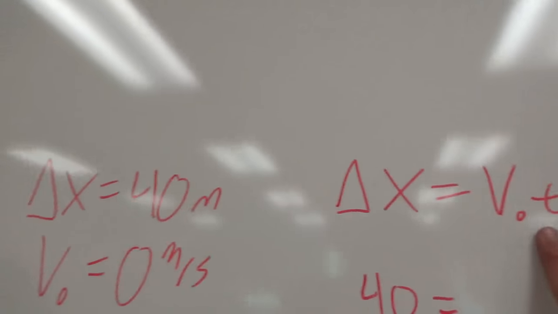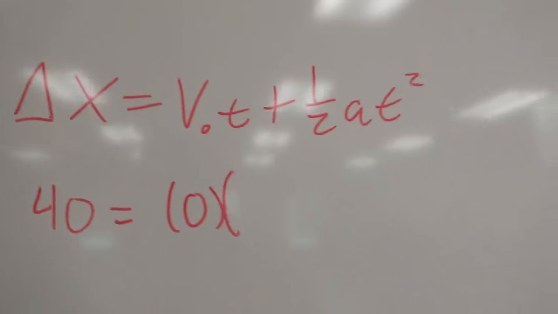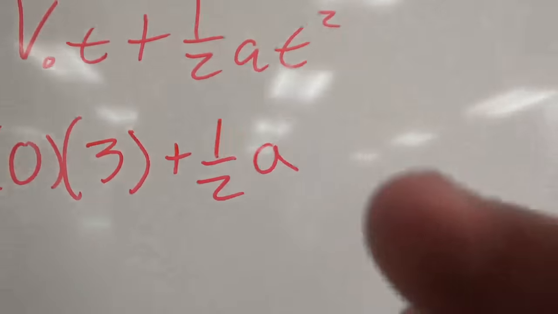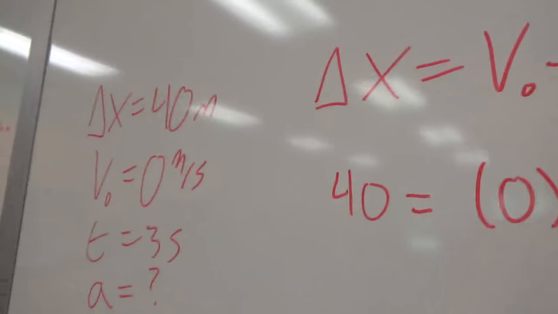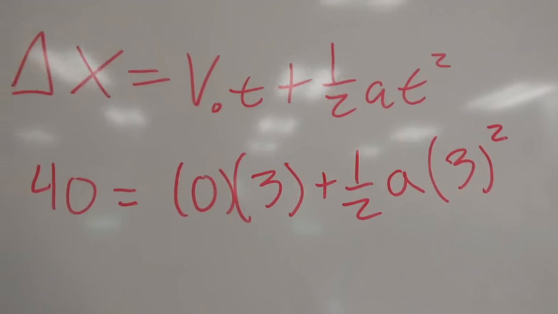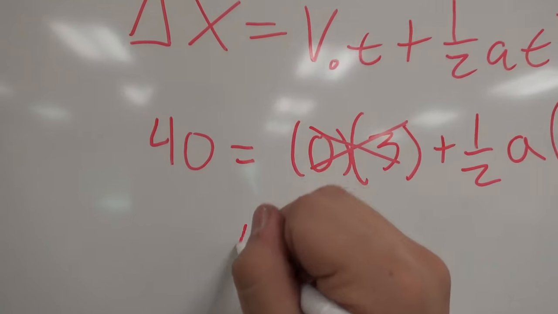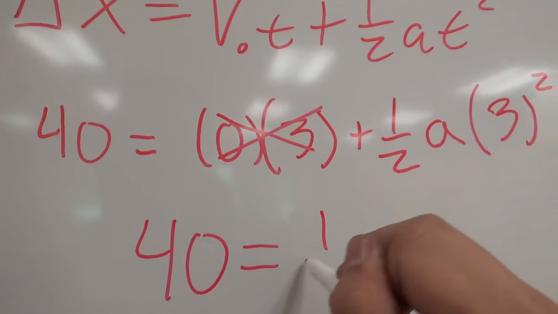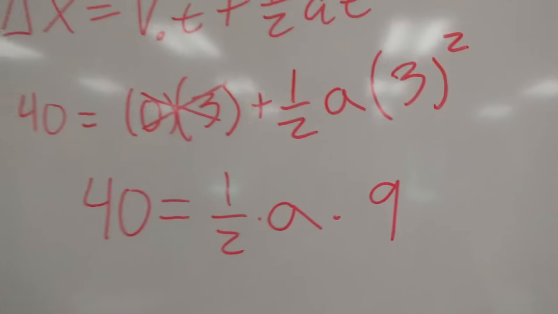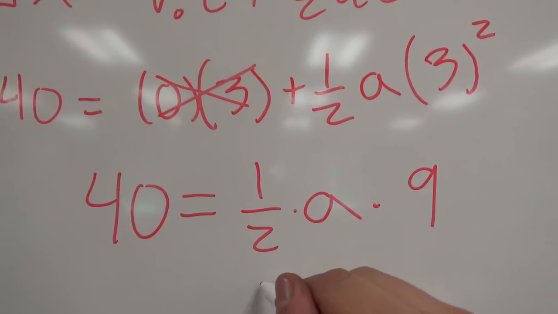The initial velocity is 0, right? The time is 3, plus 1/2 the acceleration multiplied by, and again the time is 3. Don't forget the squared. We can ignore this guy because 0 times 3 is 0, right? So we get 40 equals 1/2 multiplied by acceleration multiplied by 9. If I do 1/2 multiplied by 9, we get 4.5.